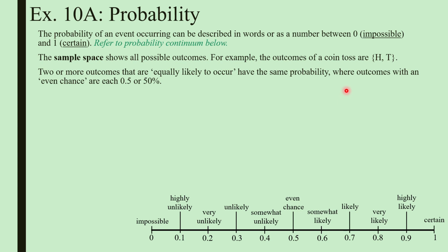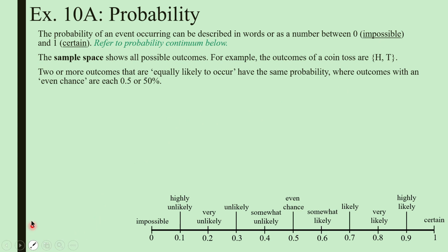All right. If two or more outcomes are equally likely to occur, then they have the same probability. So if I was to roll any number on a dice, they are equally likely to occur. I could roll a 1, a 2, a 3, a 4, a 5, or a 6 with the same probability on every roll for any number, okay? Whereas outcomes with an even chance are 50-50 or 50% or 0.5, okay? So heads or tails, that's 50-50 because I only have two options and they both have a 50% chance of occurring, okay?